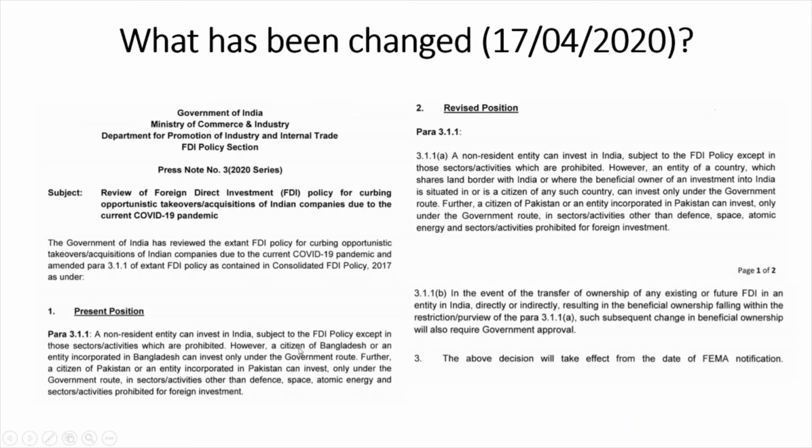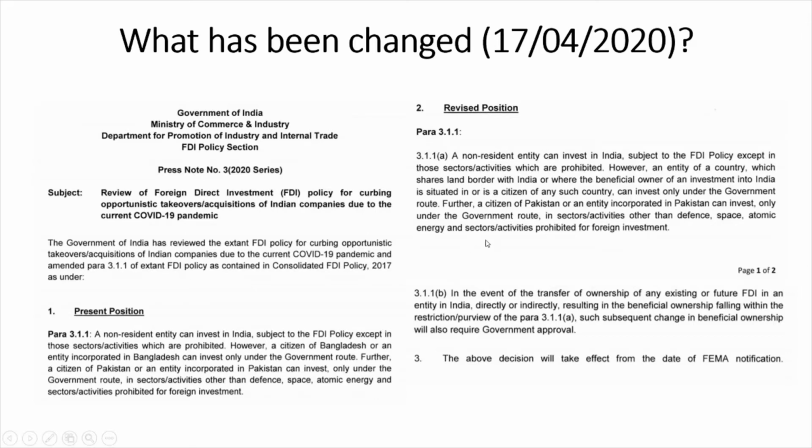So anyone who is a citizen of Bangladesh or any entity incorporated in Bangladesh needs government approval. Further, a citizen of Pakistan or any entity incorporated in Pakistan can also invest, but what's the condition here? Only under the government route. So they need government approval to invest. That's the present position.